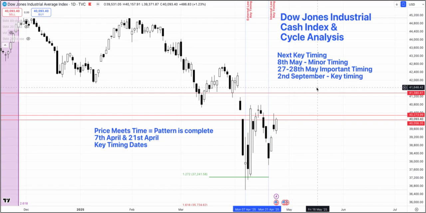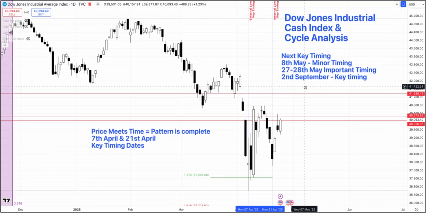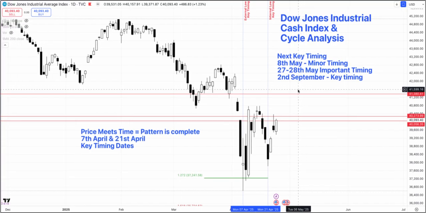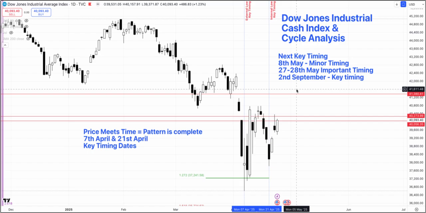Now the 2nd of September is quite a while away, but this is the thing with the timing models, that we are able to forecast really important timing dates months in advance, sometimes years in advance as well, but certainly months and weeks in advance. So we'll keep a note of that.